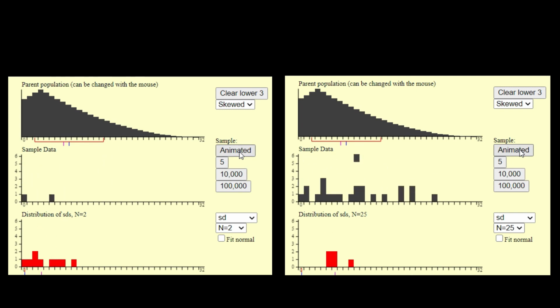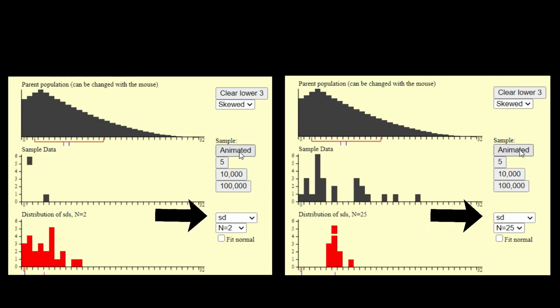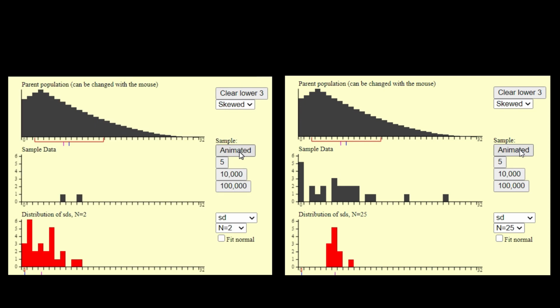So, when small samples miss the extreme values, they drastically underestimate population spread, and when they do find them, they drastically overestimate population spread. So, a sampling distribution that contained values of sample standard deviations, this would be a sampling distribution of sample standard deviations, rather than of sample means, would be quite wide for small sample sizes and dramatically narrower for larger sample sizes.